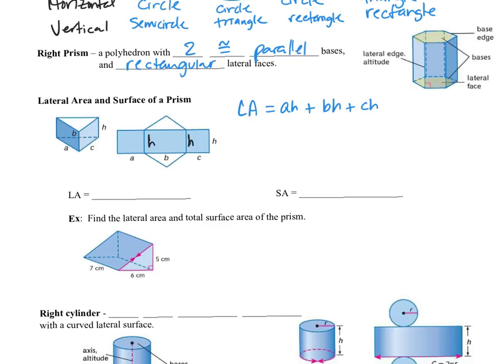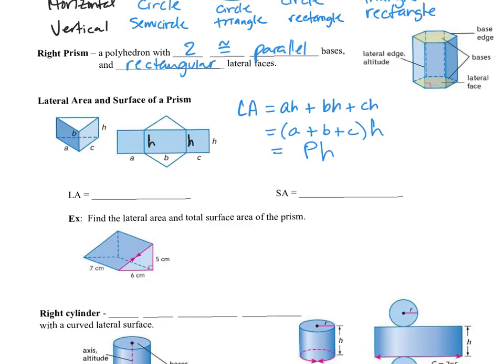Okay, now I want you to notice that all 3 of these terms have a common factor of H. So I'm going to factor that H out and rewrite this expression like this: A plus B plus C all times H. And the reason I wrote it like that is because A plus B plus C, if I look over here at this picture, is the perimeter of the base. So I'm going to replace A plus B plus C in our formula with a capital P, where that capital P represents the perimeter of the base. And then, of course, we will multiply that times the height.